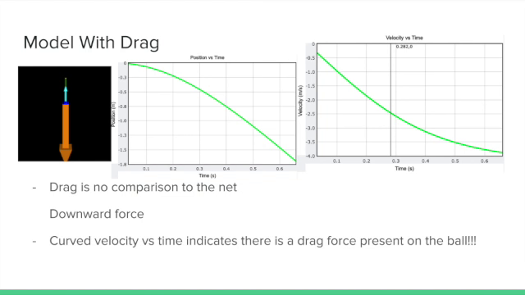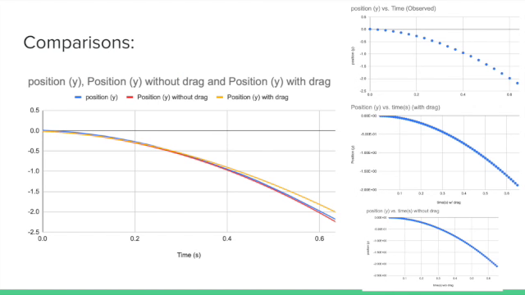And then to back that up on the velocity versus time graph, you see that it's curved. And this does indicate that there was a drag force or another force present on this, because velocity is not constant during this time.